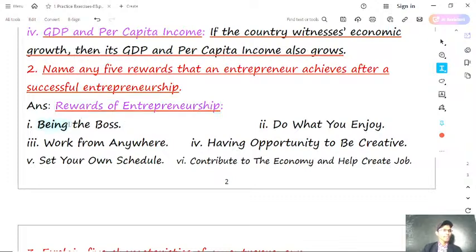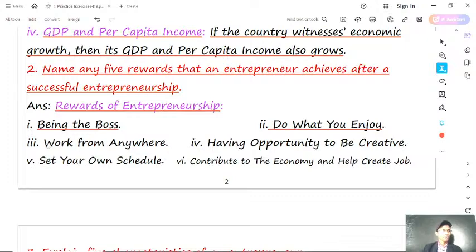First is being a boss. Those who have set up the business, if their business or company is successful, what happens? First of all, they become the boss of that company. Along with that, do what you enjoy. Means whatever you want to enjoy, you can enjoy because you are the boss of that particular company.